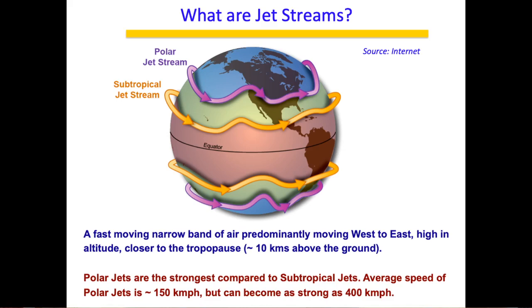So you can see the amount of impact, or you can see that it traverses the whole globe, right? That's the reason why you can see this as a narrow band of air covering the entire globe and moving at very high speed. Subtropical jet streams are generally slower, maybe 100 kilometers per hour is the average speed, and they can get as strong as 200 kilometers per hour.